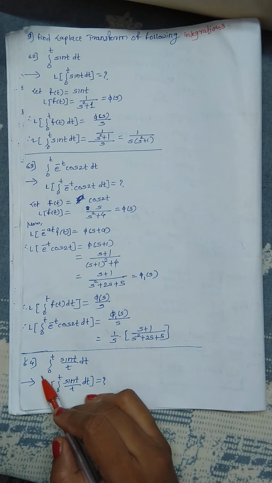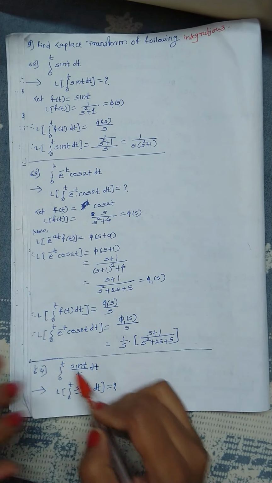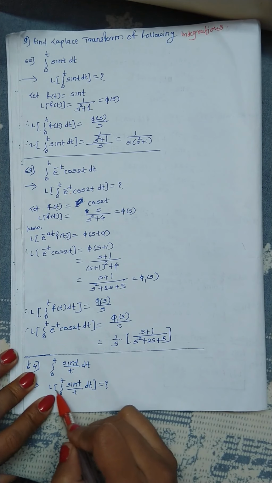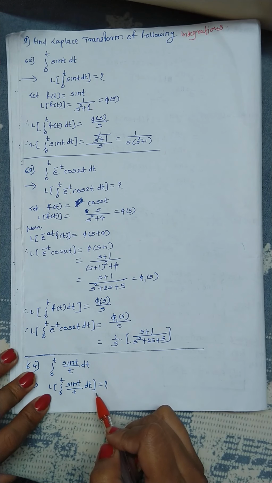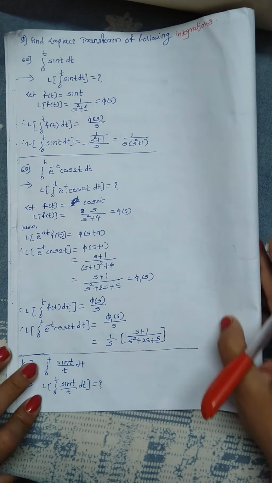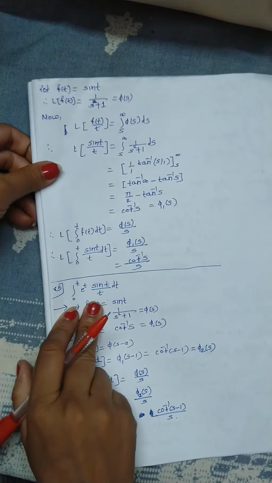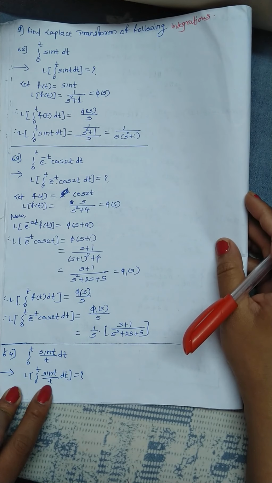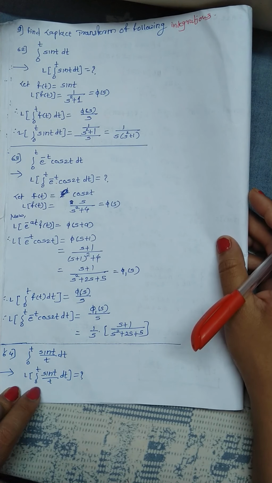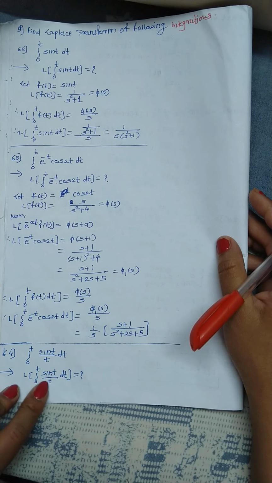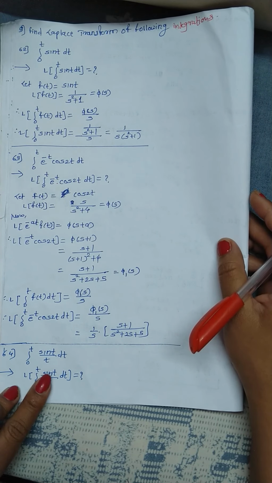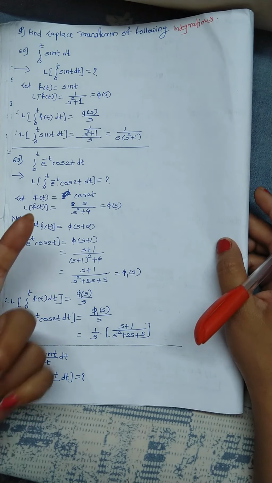Consider the next example, that is integration 0 to t sin t upon t dt. We have to find out the Laplace of this integration. Let the function be, what is the integrand here? Sin t upon t. That means we have to just find out this integrand's Laplace. What is this Laplace? Divide by t. We have to remember the division by t formula here.